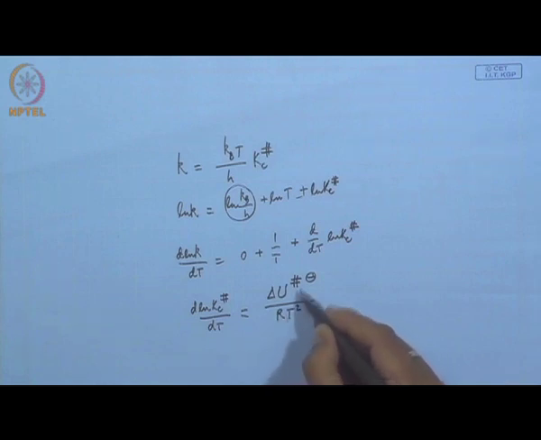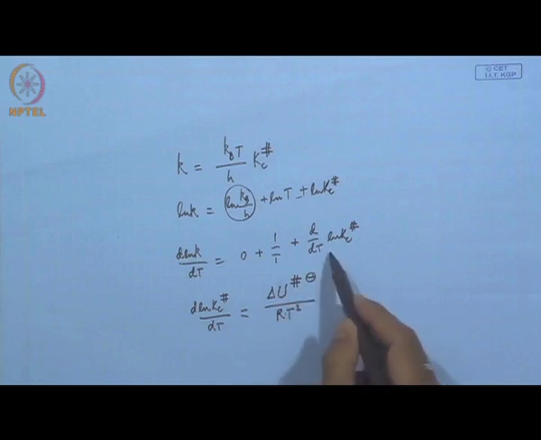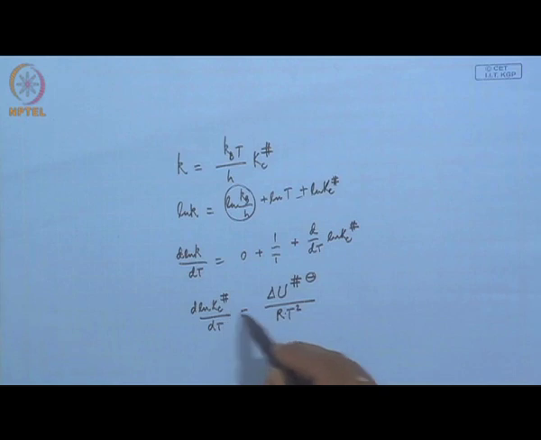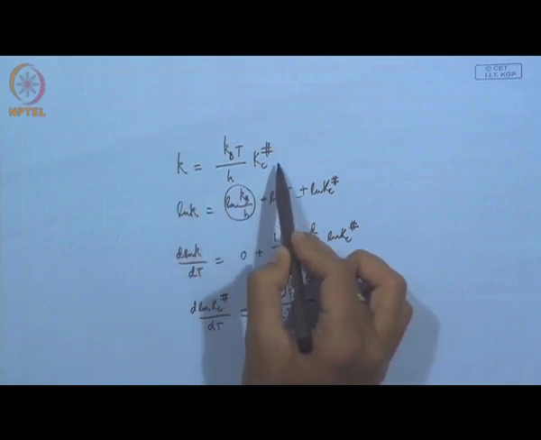Okay. So, we have got this expression, this is another Van 't Hoff expression. Now what we will do, we will plug in this expression over here and then try to simplify it. So, this is one Van 't Hoff's expression and this is the expression after differentiating the logarithmic form of this expression, this one.